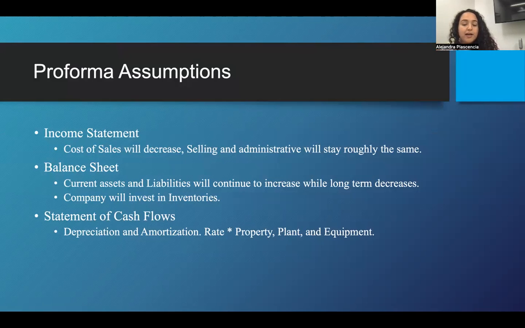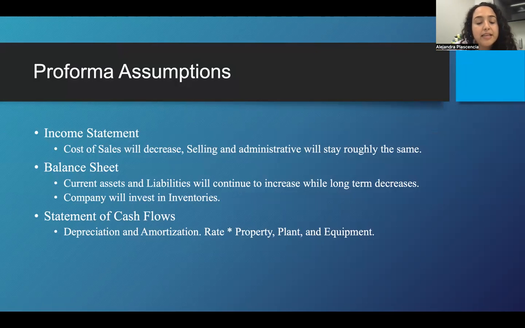And then I think the company will invest more in inventories just because it's what they sell and it's the most important part of their business. Maybe because prices of production have been increasing. Maybe they want to buy more right now so that they don't have to pay more for it later.